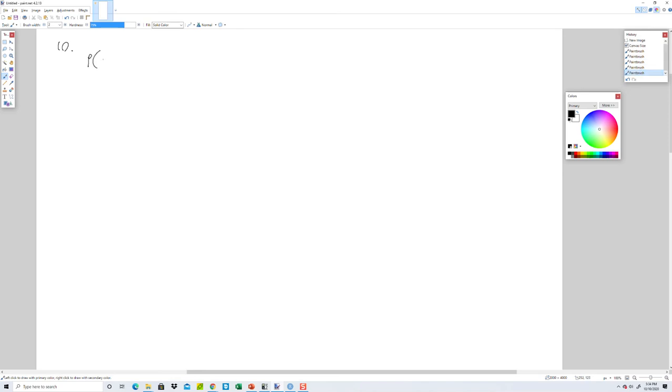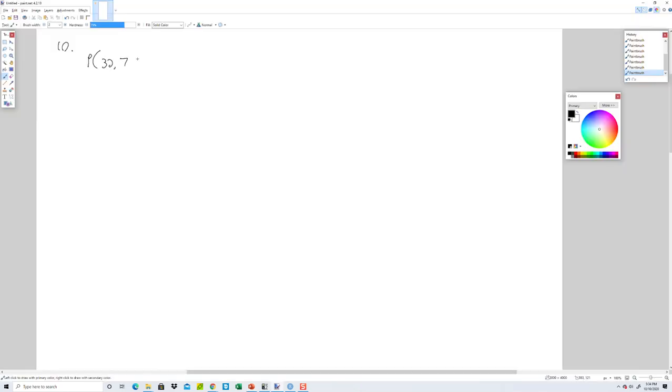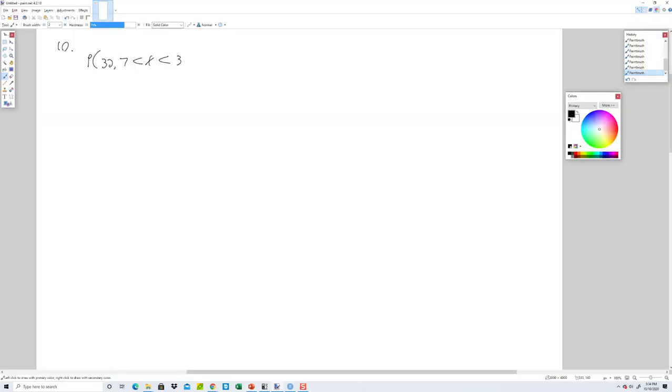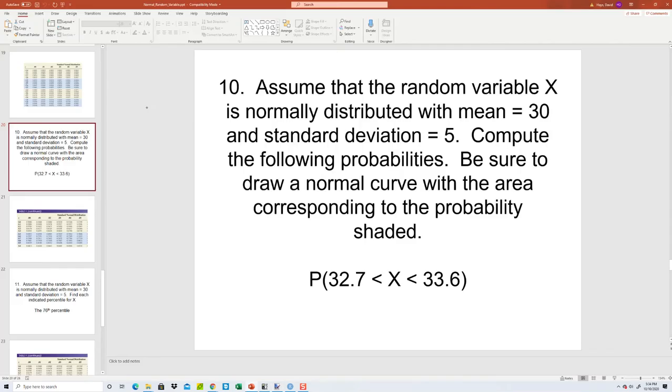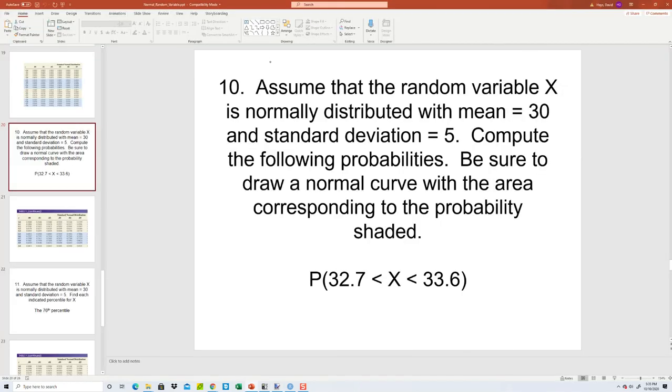Probability, and it's 32.7 to 33.6. Now I'm not doing any kind of interpretation here. I'm not even talking what a normal curve is. That's more what the book will describe. I'm just showing you how to use technology to find these. So keep that in mind. If you're sitting there, well, you haven't even explained what a normal distribution is. No, that's not my goal.